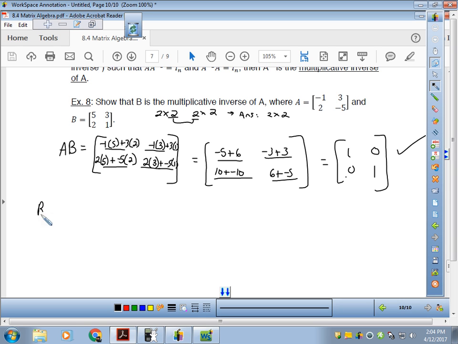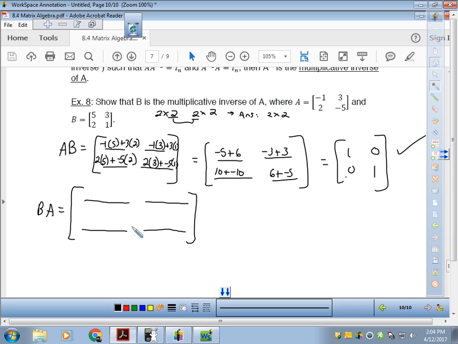Then we need to do the other way. We need to check BA. Now, again, these are both 2 by 2s, so we can expect our answer is also going to be a 2 by 2. So this time I'm going to do, this is row 1, column 1. So I'm going to do row 1 of matrix B, multiply by column 1 of matrix A. So I'm going to have, row 1's 5, 3, and then negative 1, 2. So I'm going to have 5 times negative 1 plus 3 times 2.